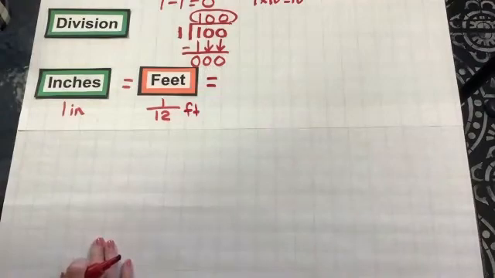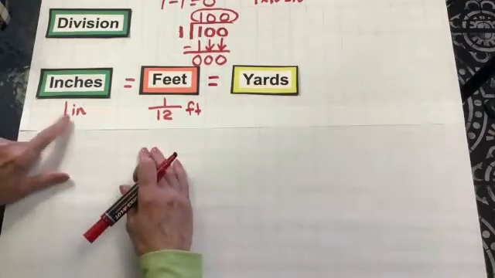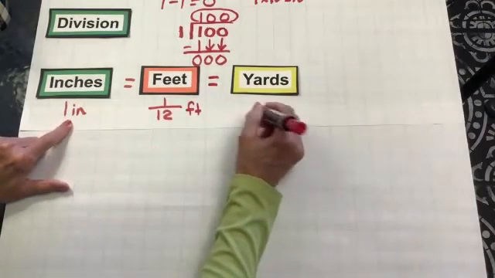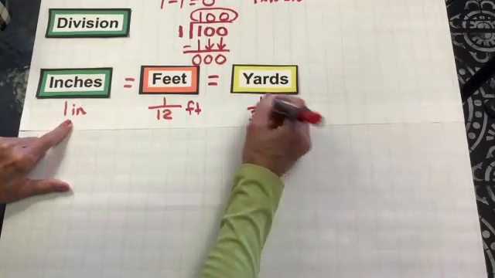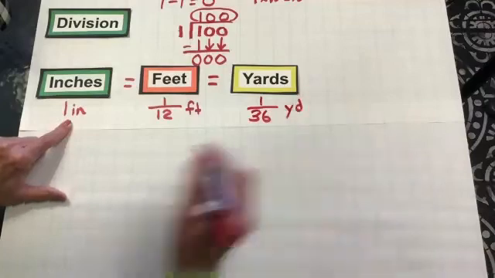Then we're going to go to the next step and do yards. Always going back to the beginning. And how many inches are in a yard? 36 inches. So this is 1 out of 36. So 1 inch is 1/36 of a yard.